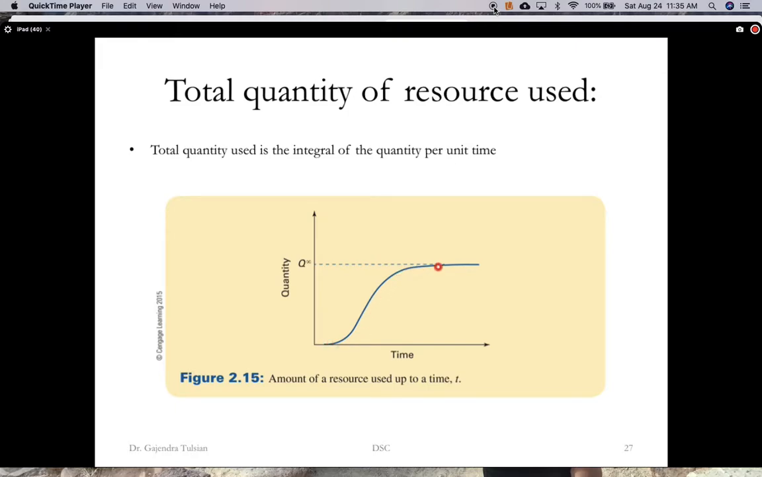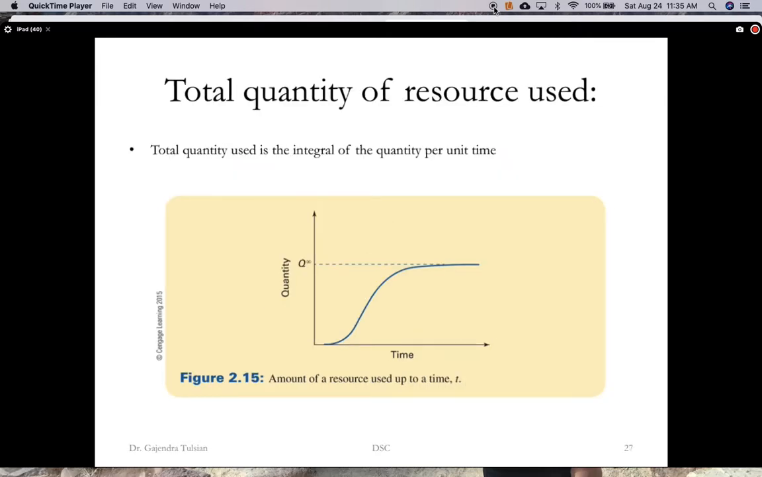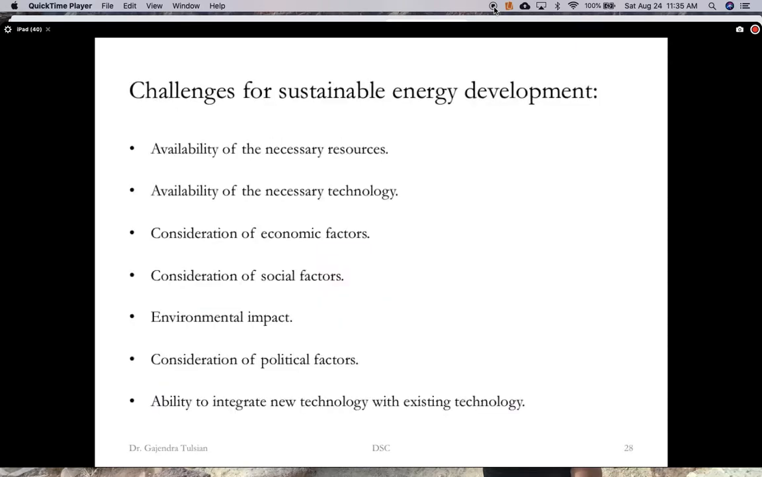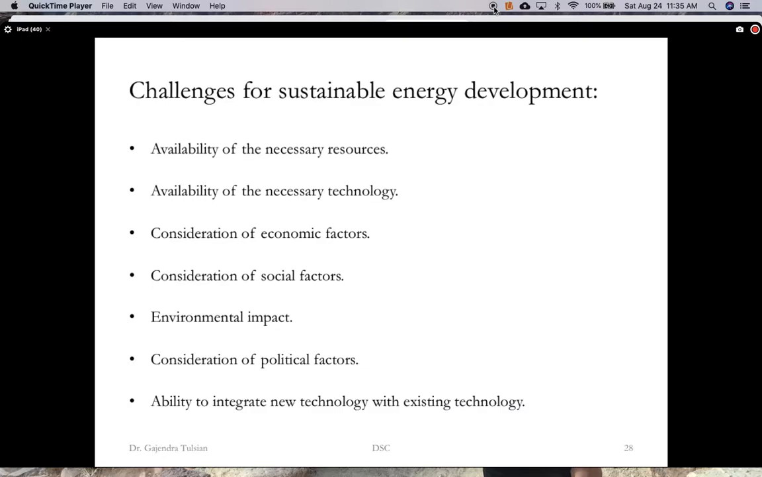This is the total use of resource. So when you run out of the resource, the total use of resource has maximized. So that's what this graph is. So we will stop now.